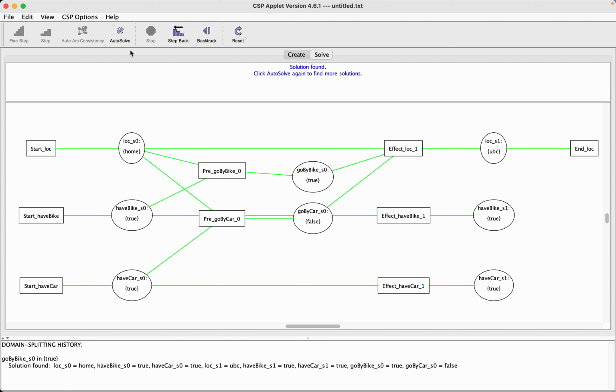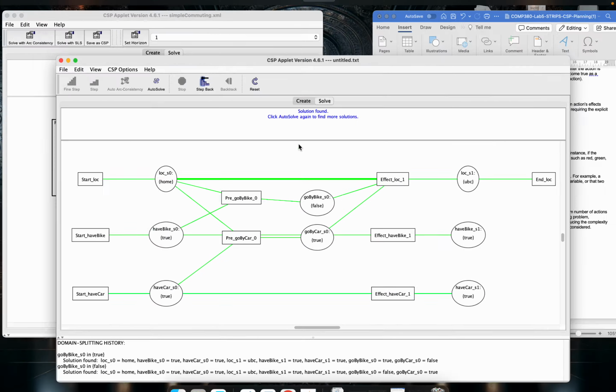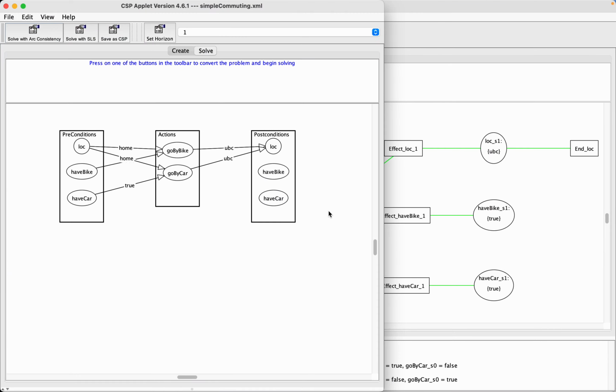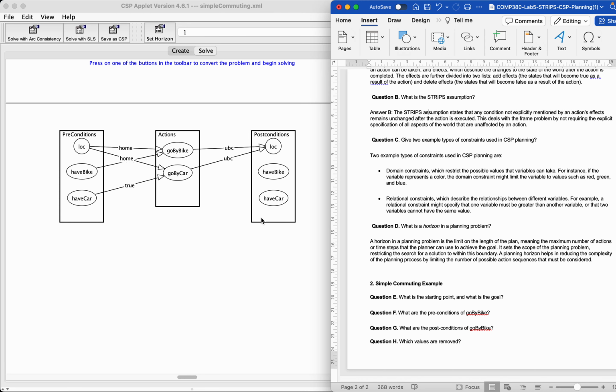I'll try auto solve again. We can see that in this scenario, go by bike is false and go by car is true. So we can see that values are removed, either true or false, if the person is choosing any one of the options. It means that either go by bike or go by car is chosen, and they cannot be chosen simultaneously. So that is all for my assignment.